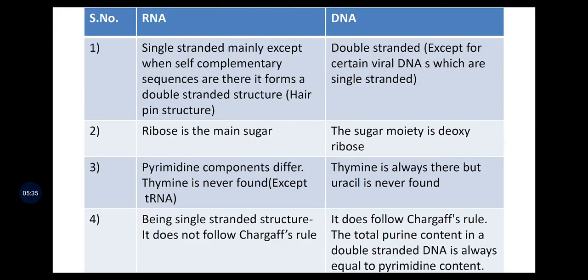Coming to the difference between RNA and DNA, RNA is single stranded, mainly the concept is when self-complementary sequences are there, it forms a double-stranded structure like a hairpin structure. DNA is double stranded always except for certain viral DNA which are single stranded. Sugar is ribose in RNA and deoxyribose in DNA. Pyrimidine components differ in RNA, that means thymine is replaced by uracil, and in DNA uracil is never found. RNA being single stranded does not follow Chargaff's rule, and DNA follows Chargaff's rule.